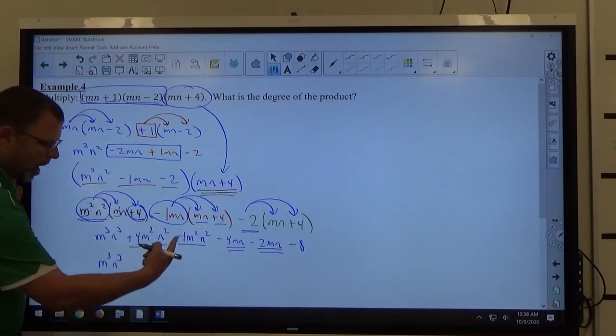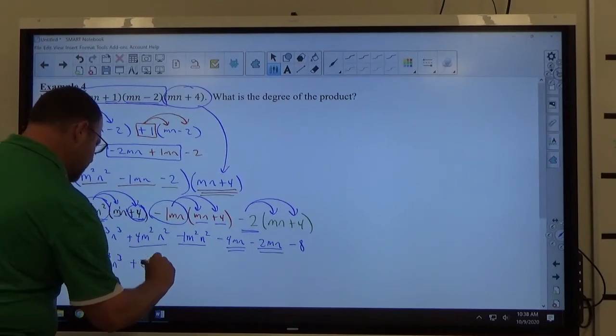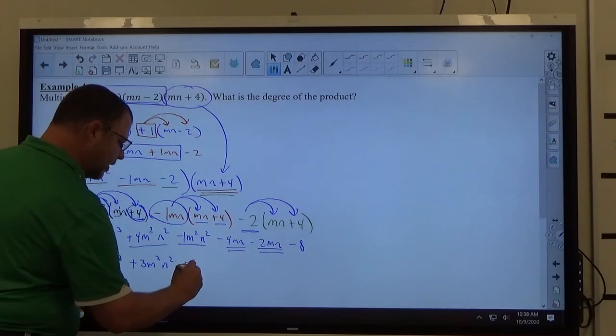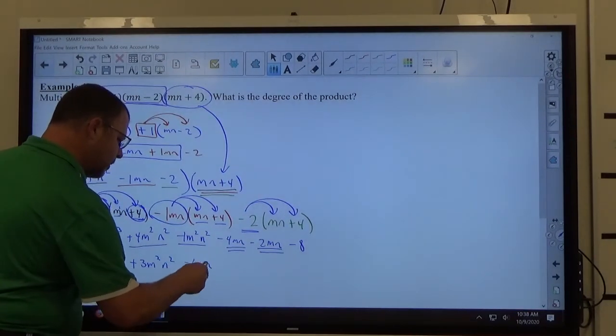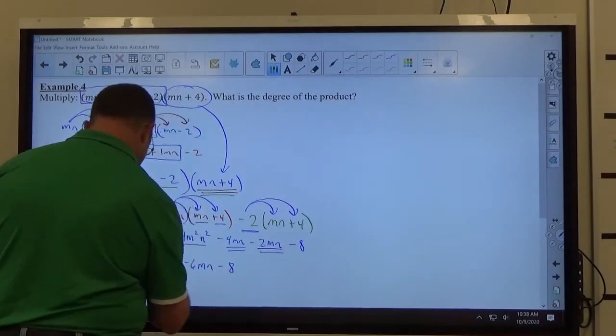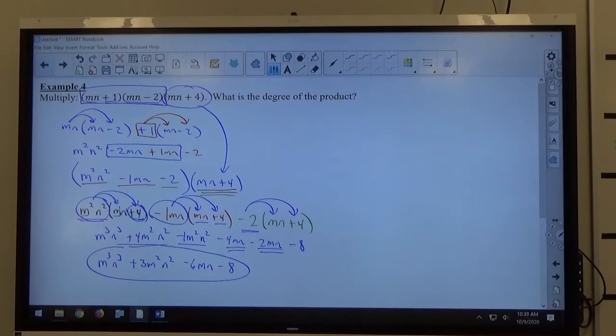Right here, these signs are opposite. 4 minus 1 is positive 3, m squared, n squared. These signs are the same, so I add, I get negative 6, mn. And then minus 8 is just minus 8, and there is the simplified expression.